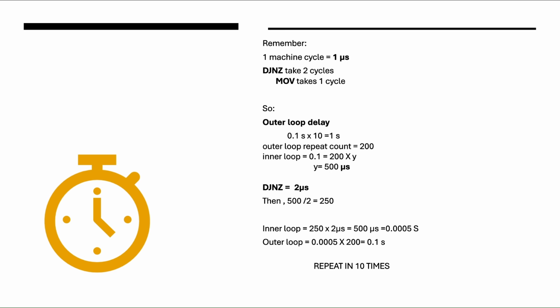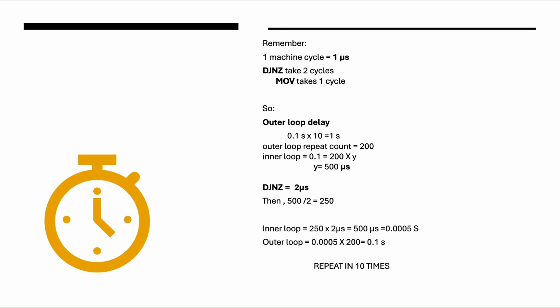Step 3, inner loop calculation. Now remember, DJNZ takes 2 microseconds. So we calculate how many repetitions we need. 500 microseconds divided by 2 microseconds equals 250. Do you see what happened? That means the inner loop must repeat 250 times.